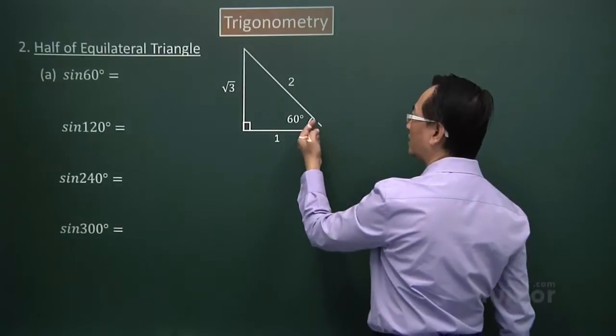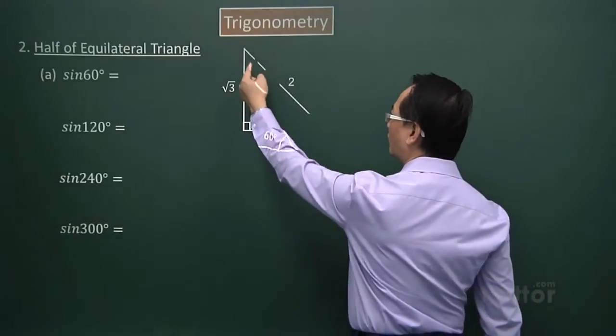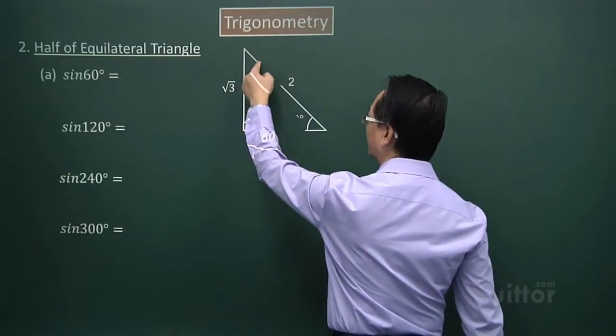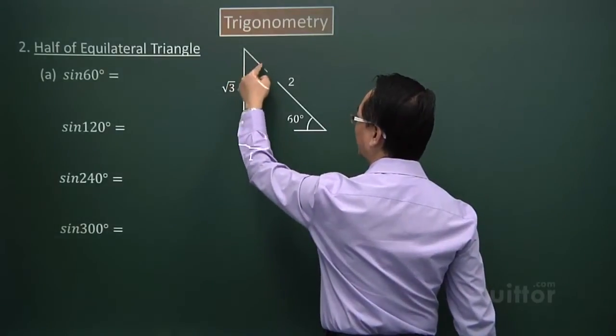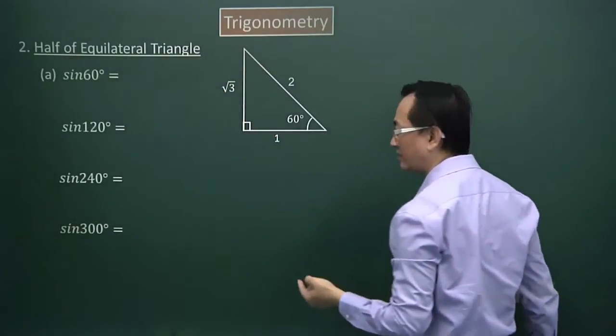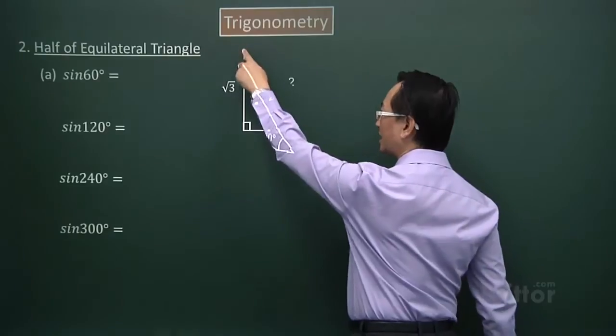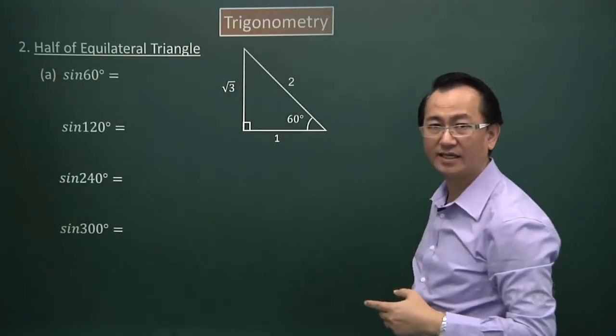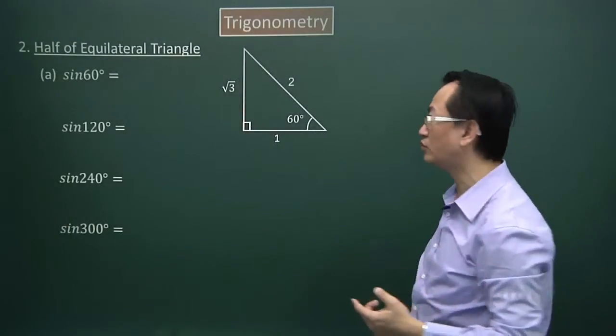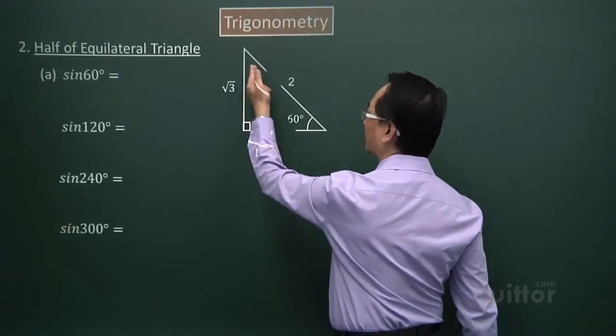So this will be 60 degrees, that will be 30 degrees. It was an angle of 60 degrees. By having this perpendicular line there, it bisects the angle into 30 degrees and 30 degrees.